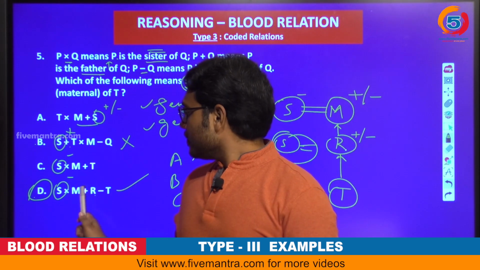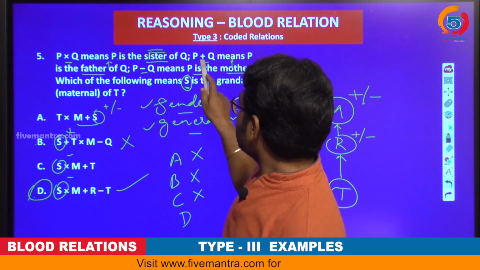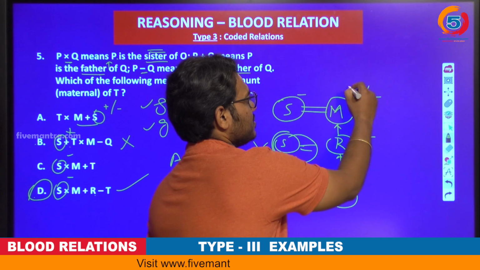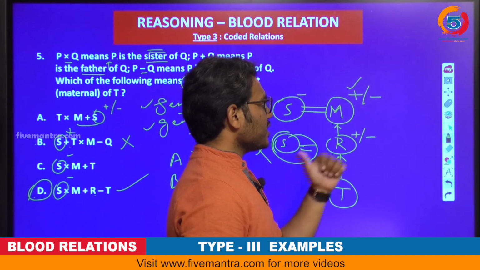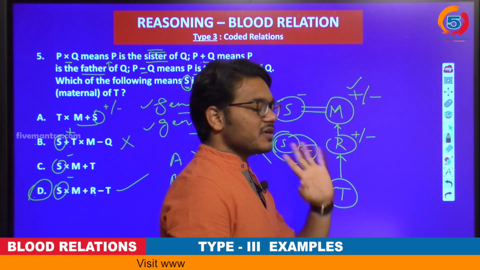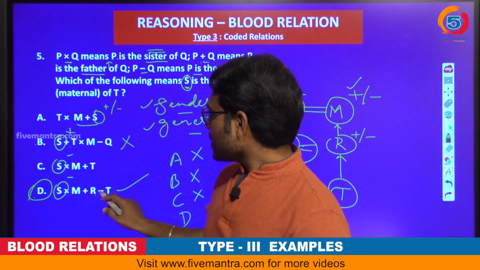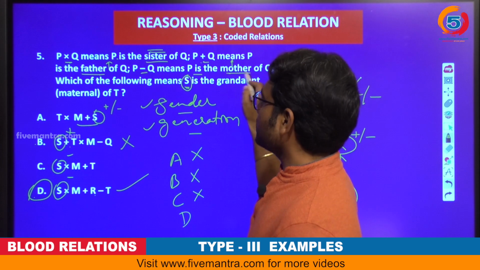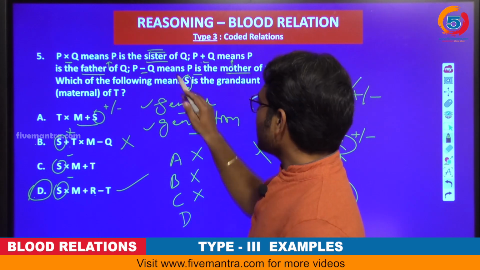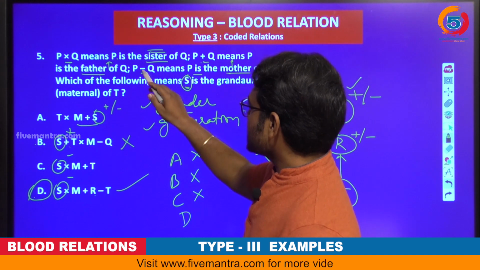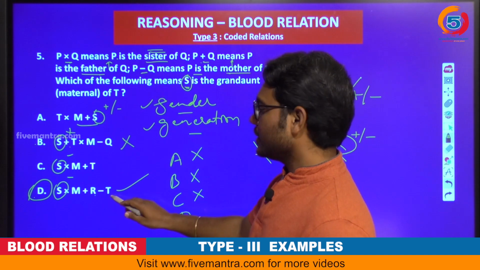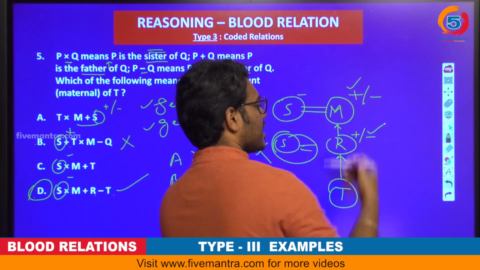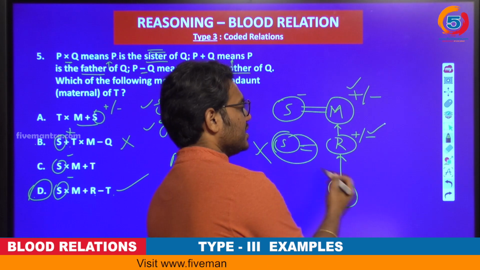Then M plus R, M is the father of R. M is a male who is the father of R. Then R minus T, in the sense R is the mother of T. So R is female, who is the mother of T.